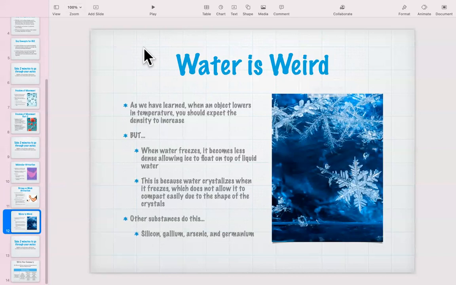And so lastly, we have here, water is weird. As we've learned, when an object lowers in temperature, you should expect the density to increase, but water is weird. When water freezes, it becomes less dense, allowing ice to float on top of liquid water. This is because water crystallizes when it freezes, which does not allow it to compact easily due to the shape of the crystal. So when it becomes ice, all the molecules crystallize, and that doesn't allow them to fit together well. They don't condense and get more compact together. And so they actually spread out. And that's why it becomes less dense.